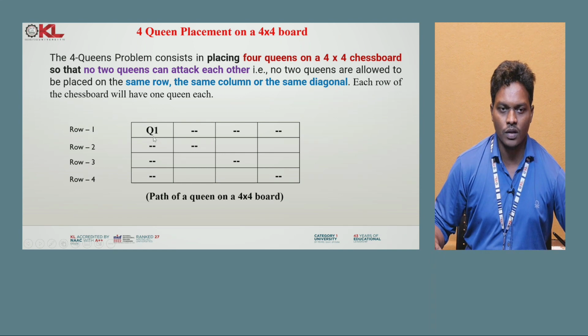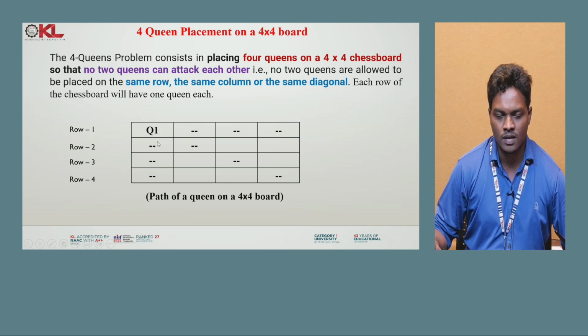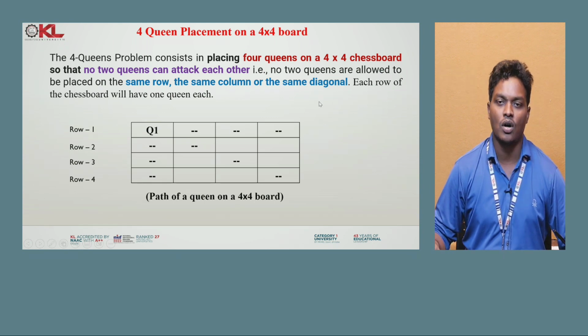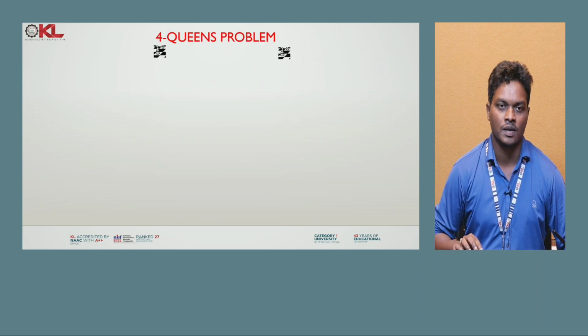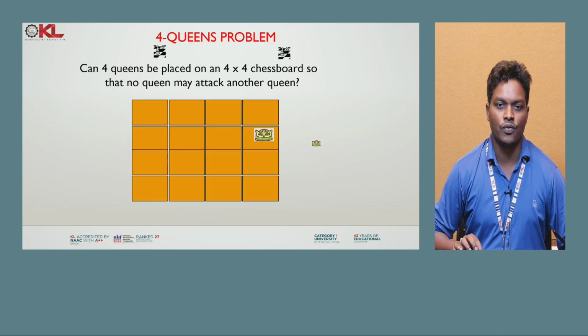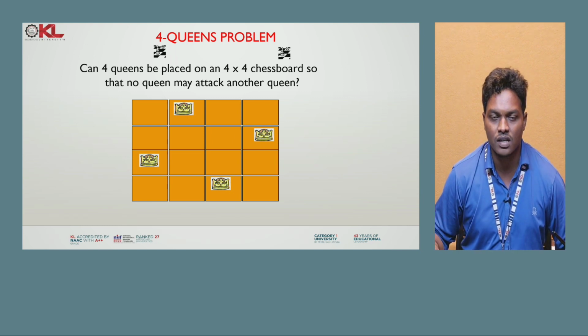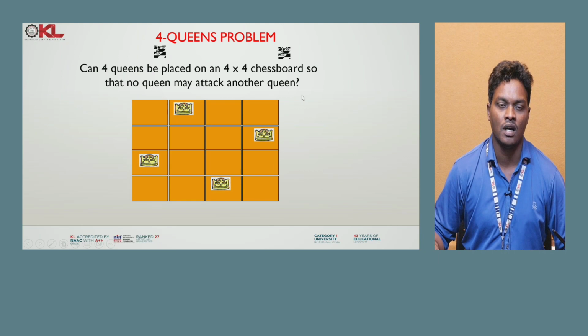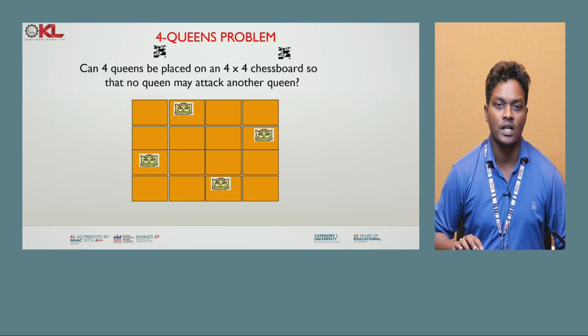The 4 queens have to be placed such that no 2 queens attack each other. That means after placing q1 here, we should not place another queen in the same row, the same column, and the same diagonal. So this is the constraint. How are we going to construct this? Is it possible to construct? Yes, it is possible. Let's try.